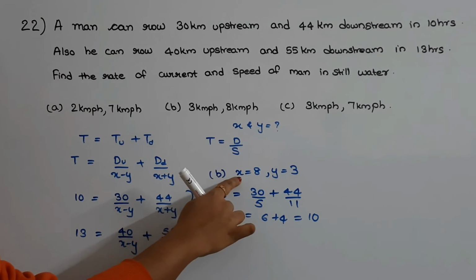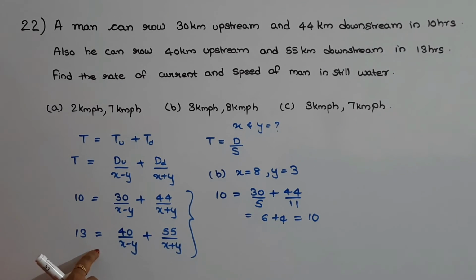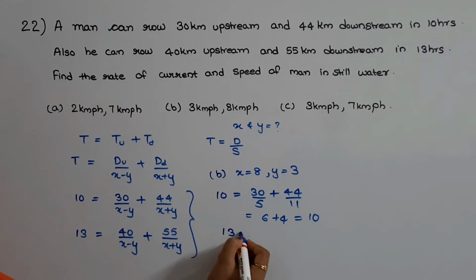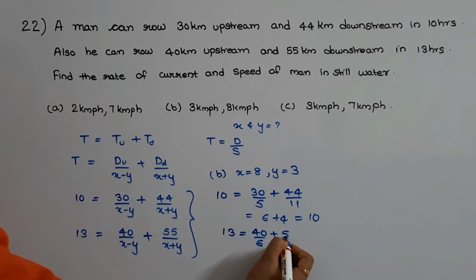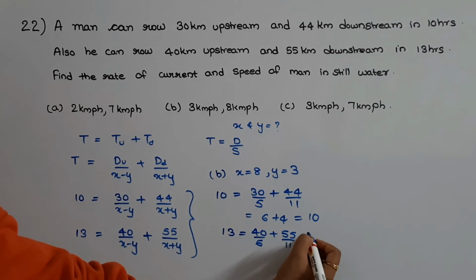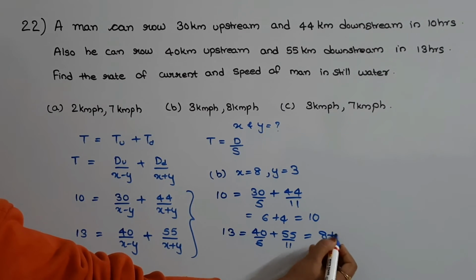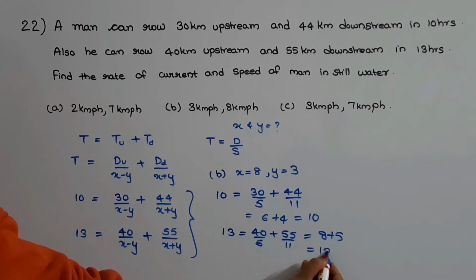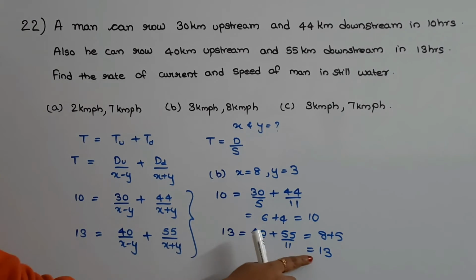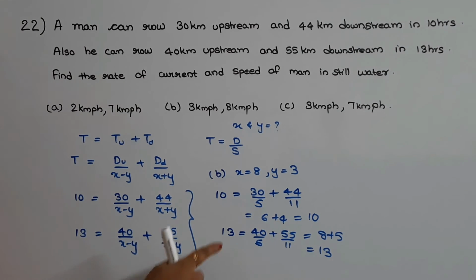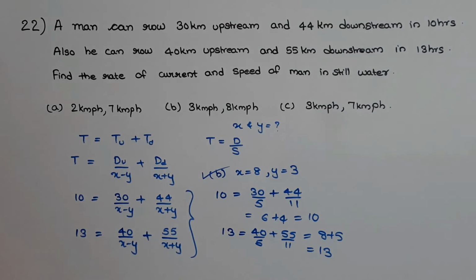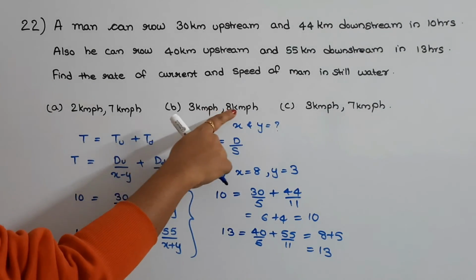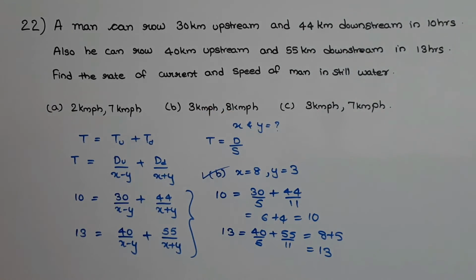Now let us substitute these values in the second equation. Then you will get 13 is equal to 40 by 5 plus 55 by 11. So that will be equal to 8 plus 5, and that is equal to 13. So here also LHS is equal to RHS. Hence option B will be the right answer. Hence the rate of current and speed of man in still water will be equal to 3 km per hour and 8 km per hour.